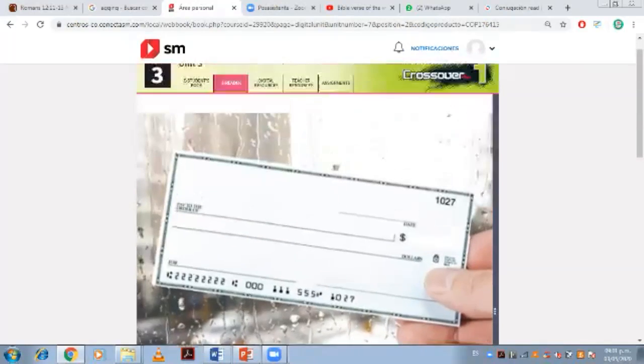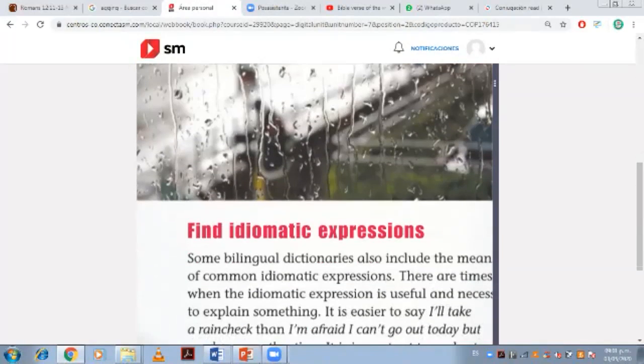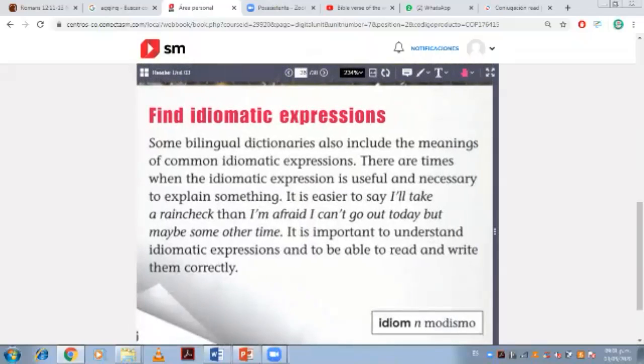Okay, very good. The page 36. Find idiomatic expressions. Aquí, in this page, is something like this. Some bilingual dictionaries also include the meanings of common idiomatic expressions. There are times when the idiomatic expression is useful and necessary to explain something.